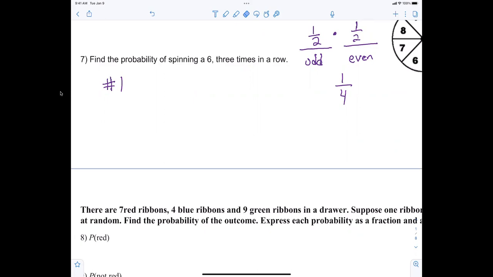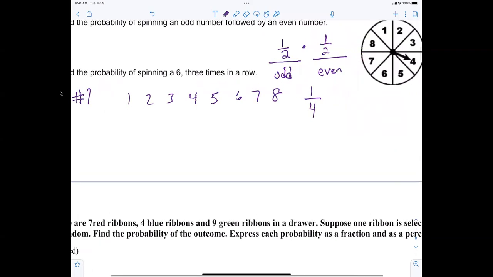So again, event number 1, I can spin either a 1, a 2, a 3, 4, 5, 6, 7, 8. Please just look up. You don't have to be doing anything. Just looking up, paying attention, going, okay, that kind of makes sense. So that's event number 1. Does everybody see that? Now I'm going to do event number 2.